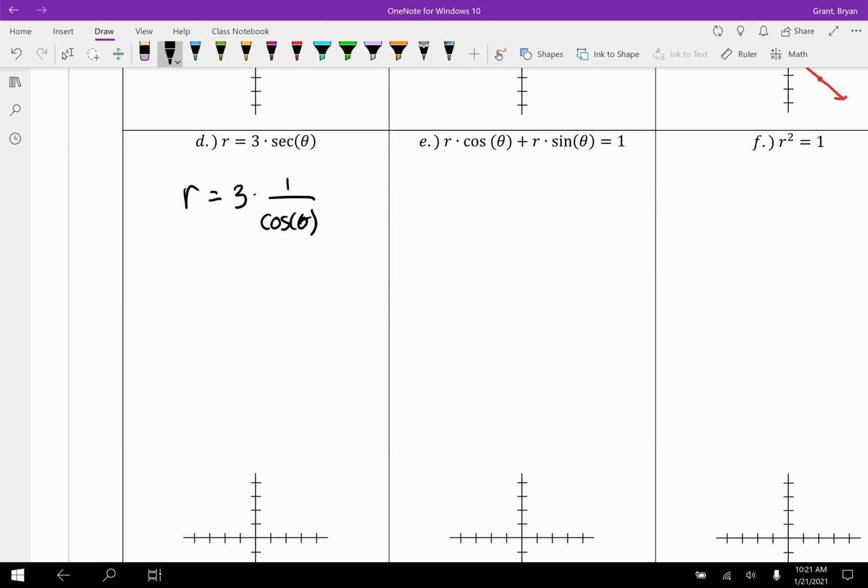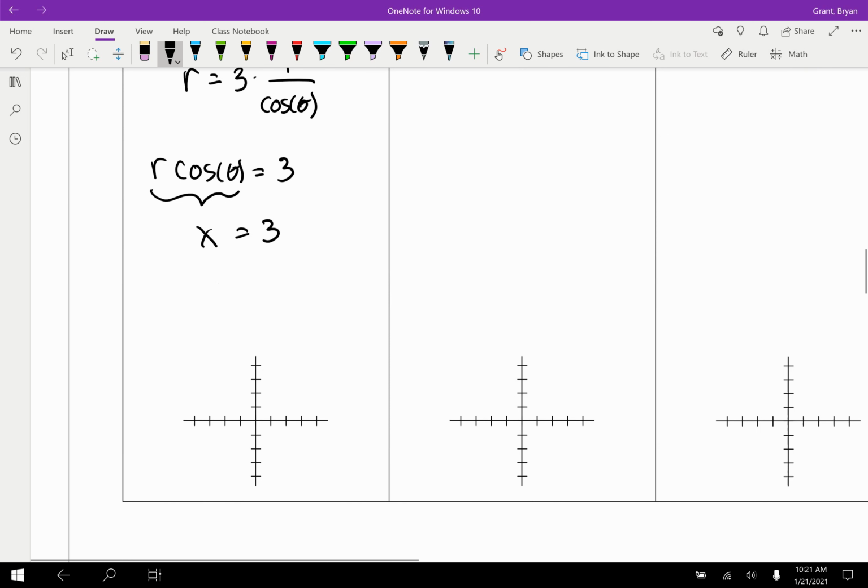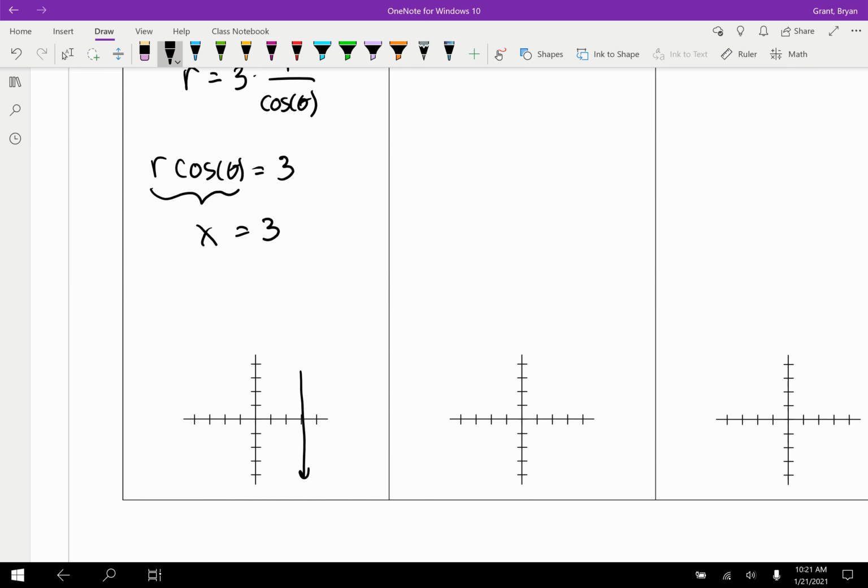And then actually let's get rid of the cosine. How about we multiply both sides by cosine? R cosine of theta equals 3. Now, from here, that's not bad at all, right? This gives us x equals 3. Cool. 1, 2, 3. Here's x equals 3.